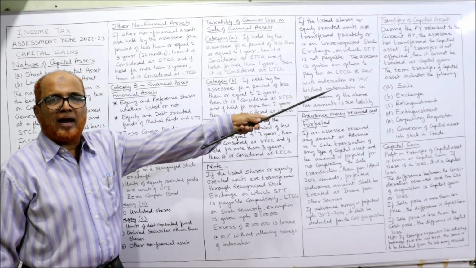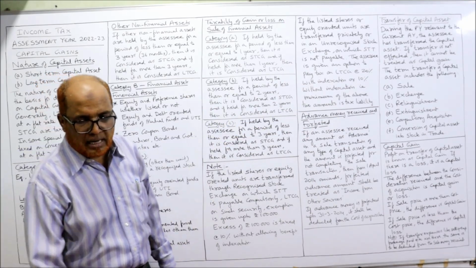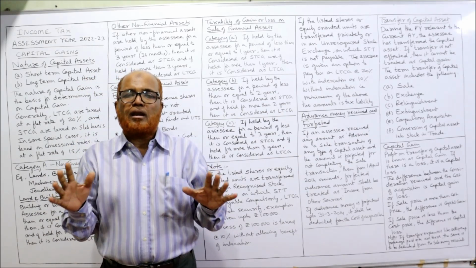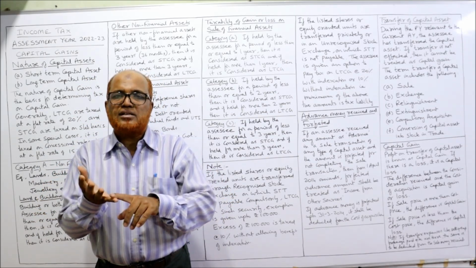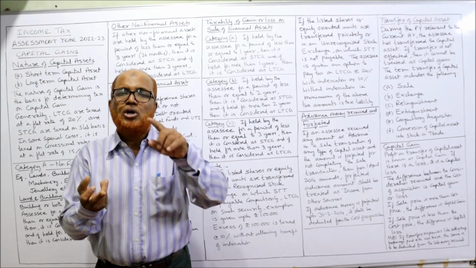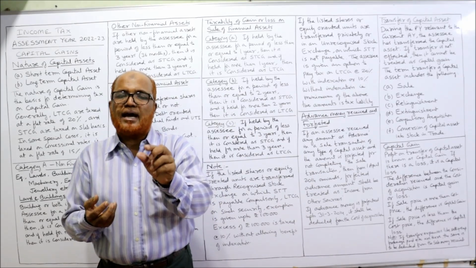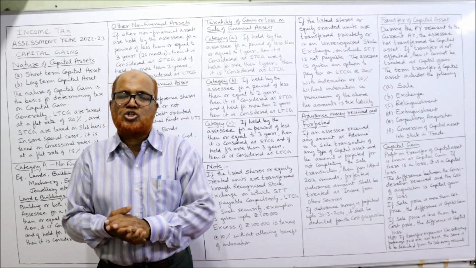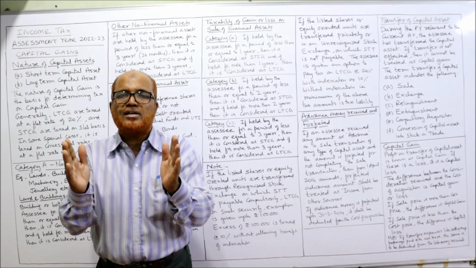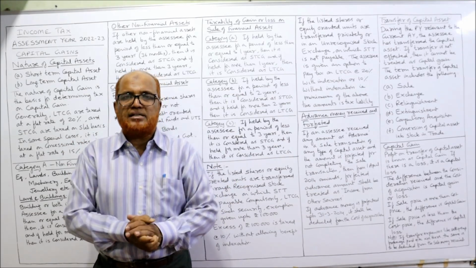with indexation and 10% without indexation. That is, the minimum of the two amounts is the tax liability. What is indexation? In the next video I am going to explain. Right now you remember, if shares are transferred privately or in an unrecognized stock exchange on which STT is not paid, the long-term capital gain is taxed at 20% with indexation or 10% without indexation, whichever is minimum. That option is given by the Income Tax Act to the SSC.